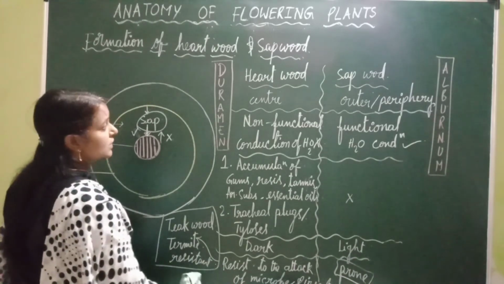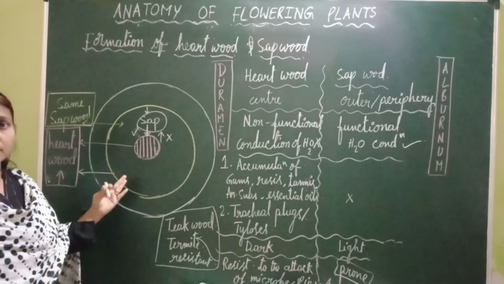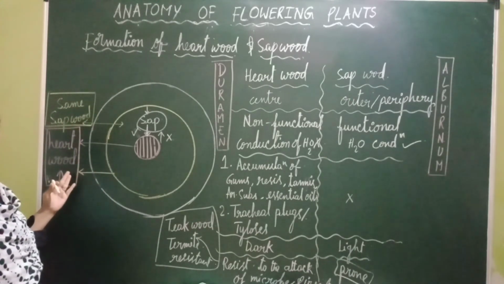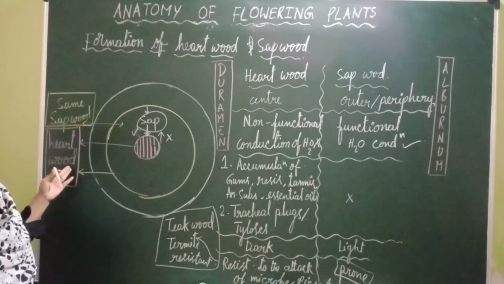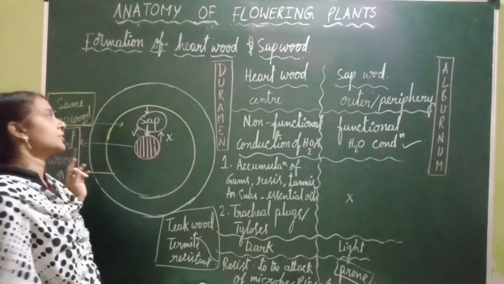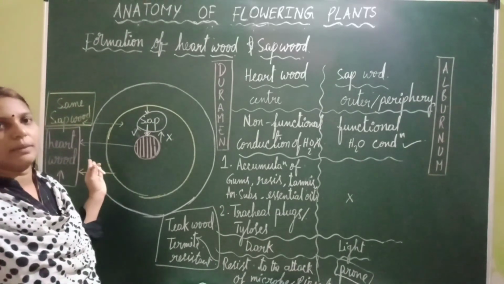Hope you understood all this concept of heartwood, sapwood, and what about the size of sapwood and heartwood. The size of heartwood will be increasing, going on increasing as the tree or plant gets aged, whereas the amount of sapwood remains almost the same.